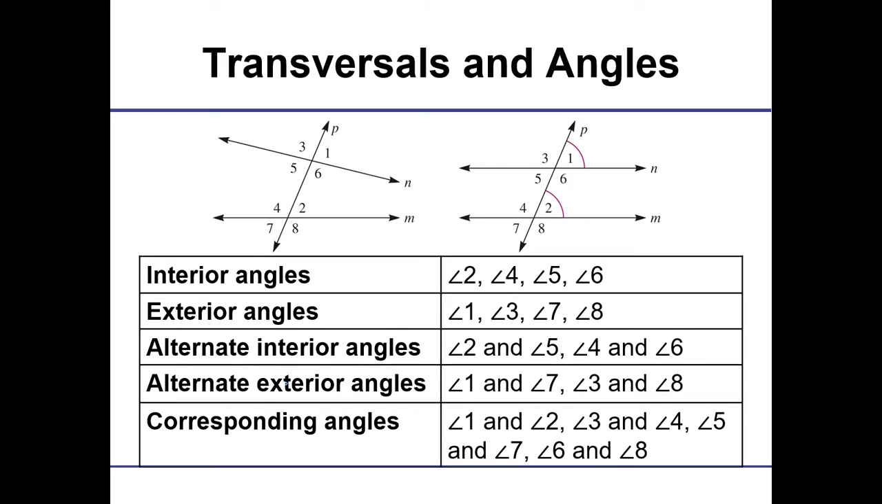Corresponding angles are a pair of angles that correspond to the same side of the transversal P. Angle 1 and angle 2 are corresponding angles. Angle 3 and angle 4 are corresponding angles. Angle 5 and angle 7 are corresponding angles. And finally, angle 6 and angle 8 are corresponding angles.